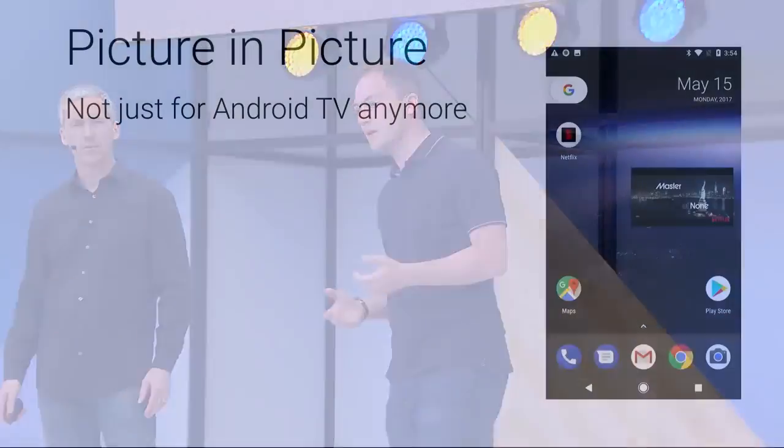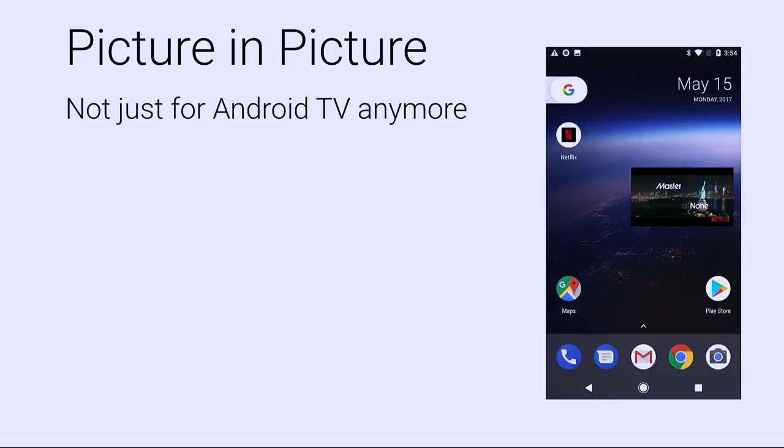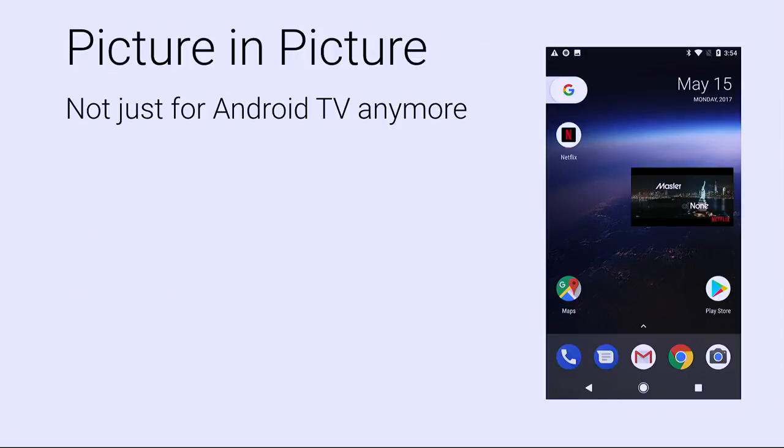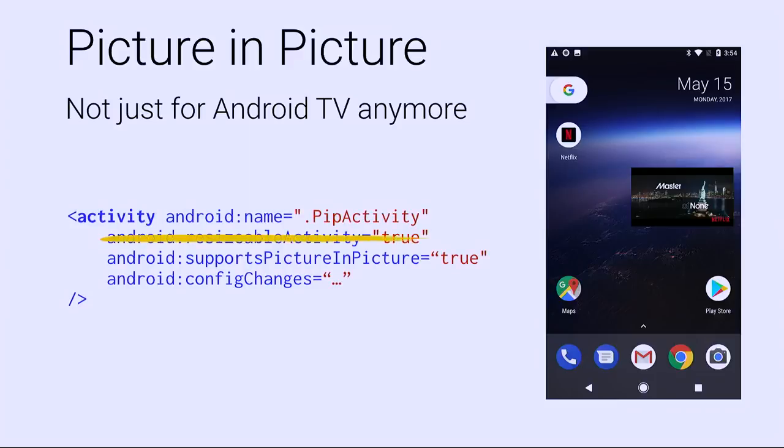So the first feature that you saw this morning in one of the keynotes, picture-in-picture, is not just for TV anymore, it's also for your phone. So here we have an example of a third-party application, Netflix, running on your phone, picture-in-picture. There we go. And it's really easy to implement in your application. You just have to modify your manifest. You just have to say supportsPictureInPicture true.